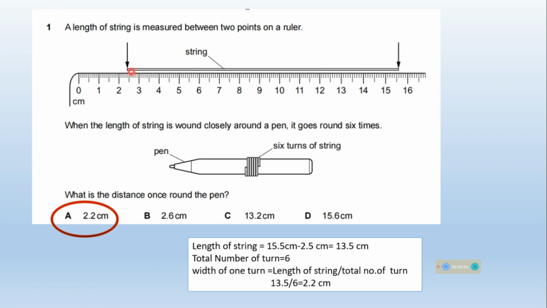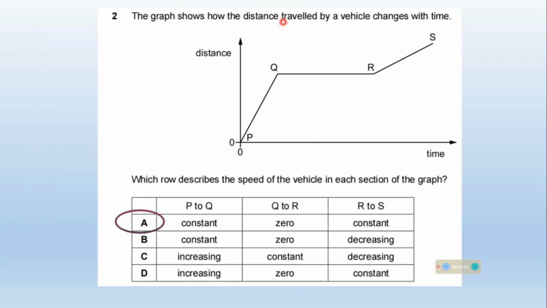Here we have to first measure the length of the string, and it is 15.5 minus 2.5 here. So the length of the string is 13.5 centimeter and the total number of turns is 6. So the width of one turn is equal to the length of the string divided by the total number of turns. It is 2.2 centimeter.